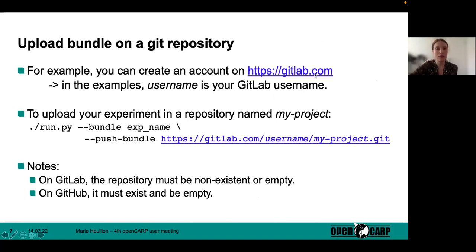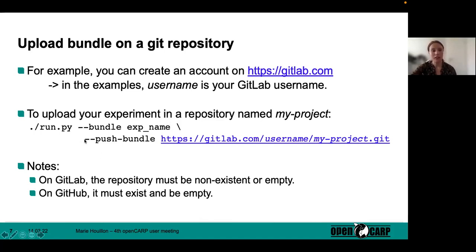And for example, what you can do is upload it on a Git repository. I will give here an example using the gitlab.com platform. You will first have to create an account on GitLab, and then you can upload your experiment on a repository on GitLab. In order to do so, you have to run your experiment using the bundle option as before.